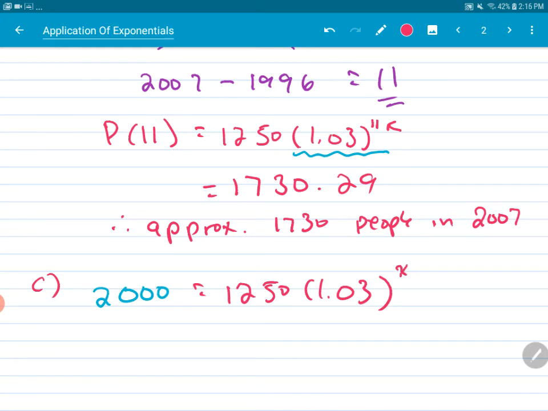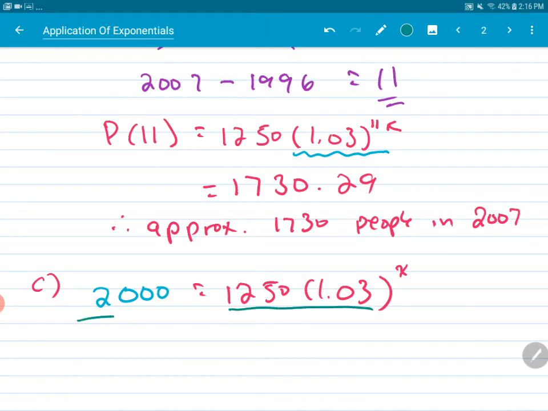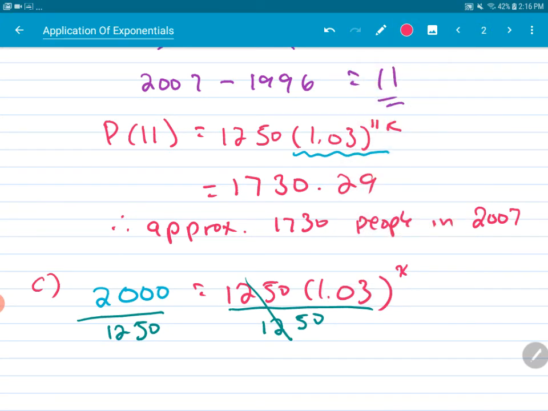So we're trying to figure out how to get x by itself, which is really tricky here, but we can start with what we know to try and get closer and closer to getting x by itself. And we'll divide the thing that's multiplied in front of our base. So if we divide both sides by 1250, at least we can get that out of the way. And you end up with about 1.6 equals 1.03 to the power of x.